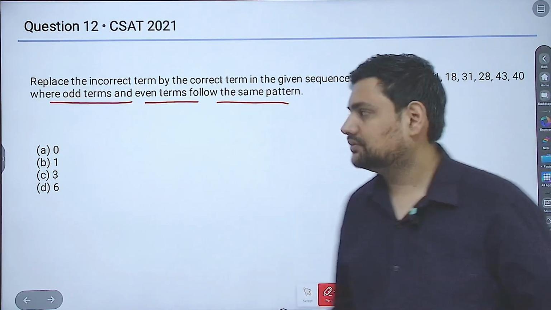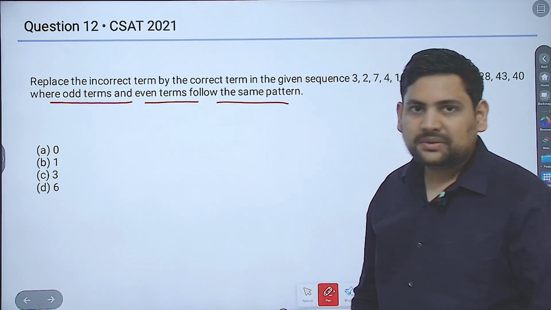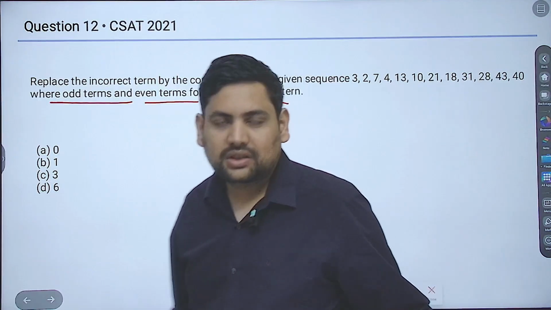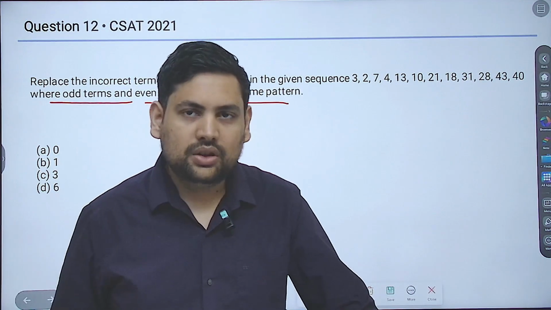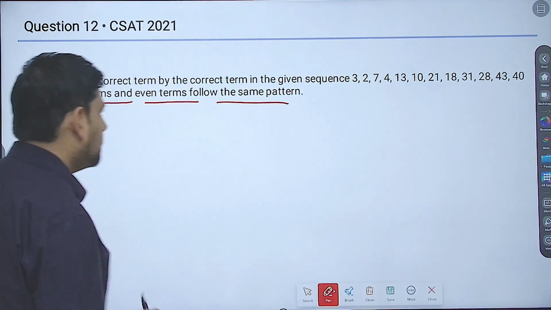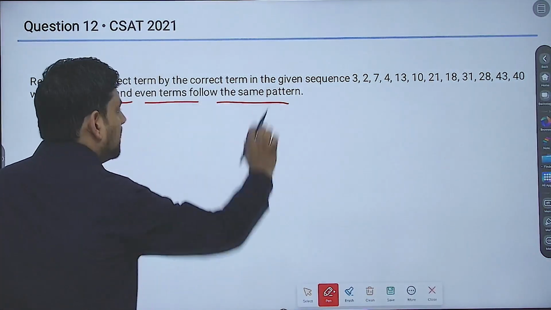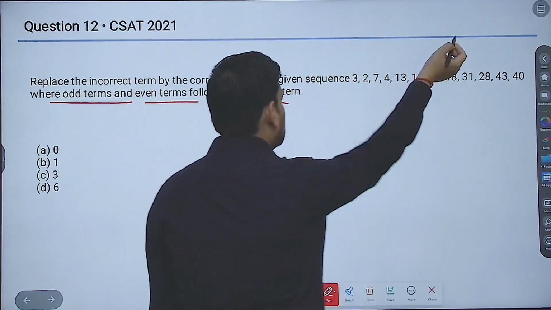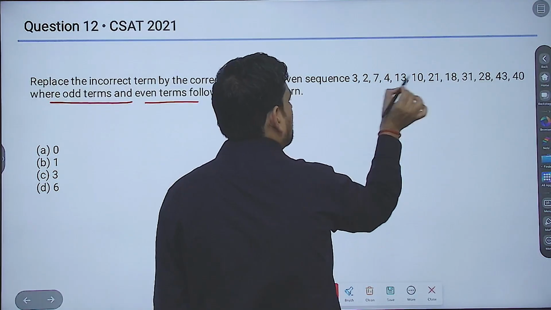Okay. Now, sometimes they won't even give this, so it becomes a tad bit more difficult. But here it is given, so let's follow it. So what it says: even and odd terms have some series in common. So let's start seeing the odd ones.